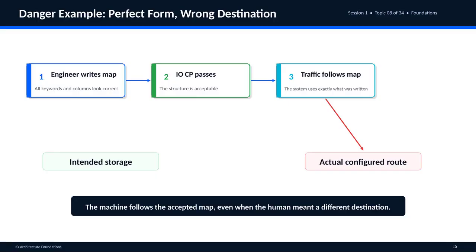Here is the dangerous situation in story form. An engineer writes a configuration. The columns are correct, the statement order is correct, and the type chain is compatible. IOCP passes the file because structurally it is valid, but suppose one address leads to the wrong switch port or one control unit address represents the wrong logical control unit. The system does not understand the engineer's intention. It follows the accepted map. That is why a clean IOCP result should feel reassuring, but never final. It means the plan can be read. It does not prove the plan is right.